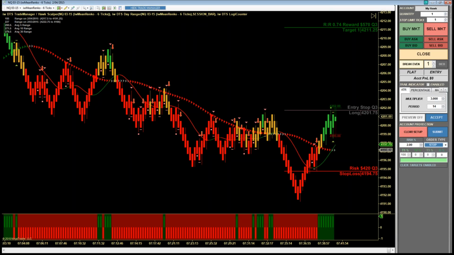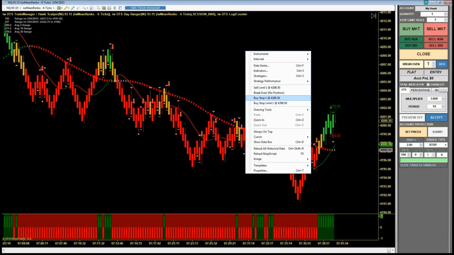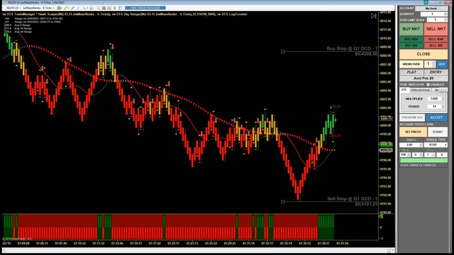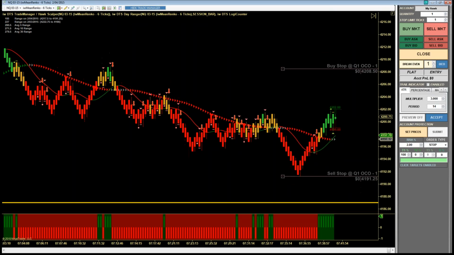And you can also set manual targets. So let's say this isn't the first micro macro cross yet, but let's pretend that it's building into a first micro macro cross. And I can set my own profit objective as well if I want to do that. We have different order types to choose from.